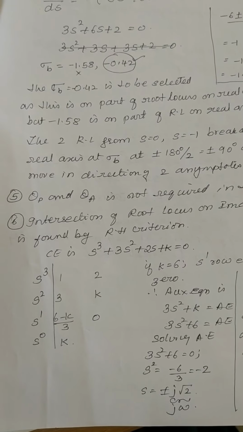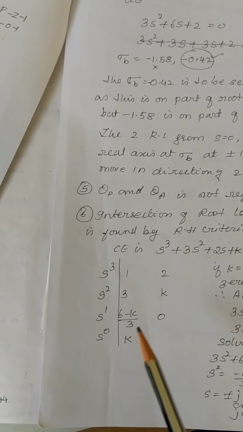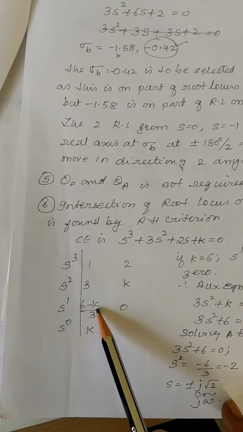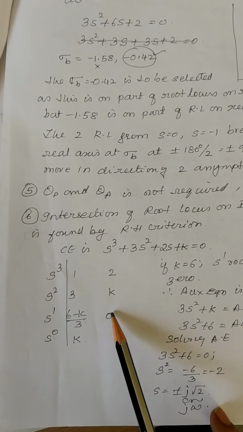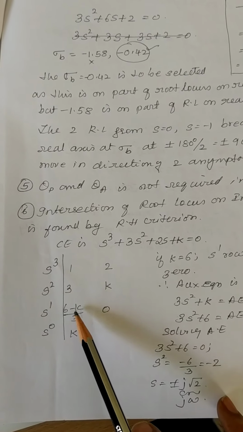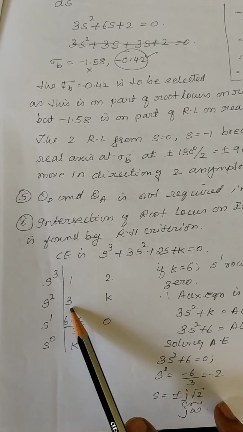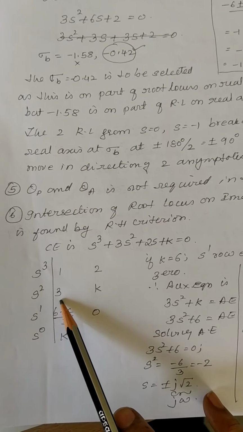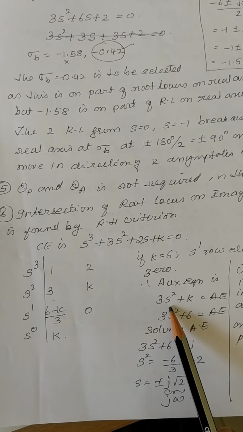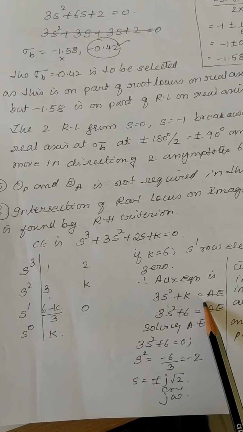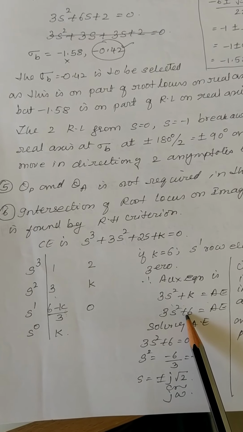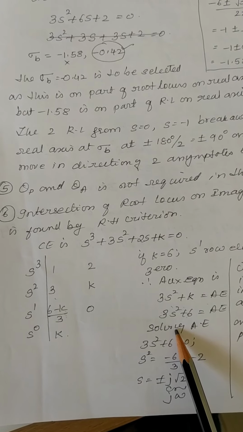So when I make k equal to 6, the s to power 1 row element has become 0, so all the elements are 0. The auxiliary equation is formed by using the s to power 2 row. So what is the auxiliary equation? I have written here: 3s square plus k is the auxiliary equation. I substitute k equal to 6, and now I solve the auxiliary equation.